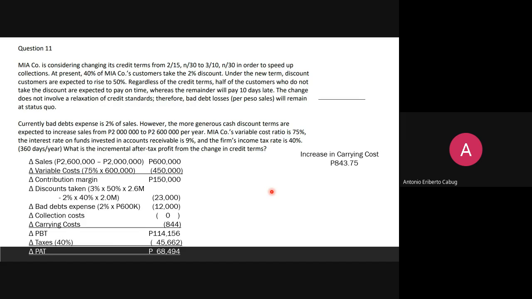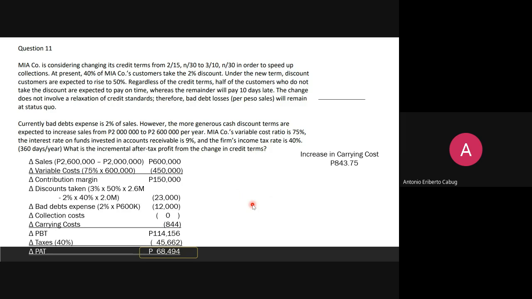So very good, no? May mga tumama si Tracy, si Glenn. Si Glenn may konting mali lang yan, no? Pero malapit na si Glenn. So si Tracy tama pa rin. Chloe, no? Chloe tama. Okay. So 68,494. Okay. Or may mas exact amount yung may centavo.